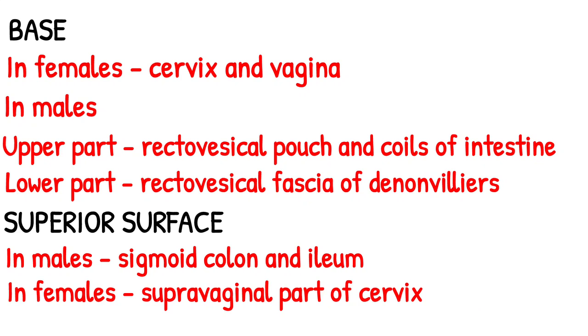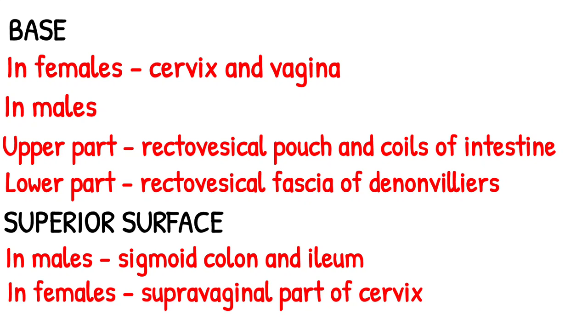The base of the urinary bladder is basically related to different parts in females and in males. In females, the base of the urinary bladder, which is present posteriorly, is related to cervix and vagina, and in males it is related to some structures in its upper part and some structures in its lower part. The structures which are related to the upper part of the base of the urinary bladder of a male are nothing but rectovesical pouch and coils of intestine.